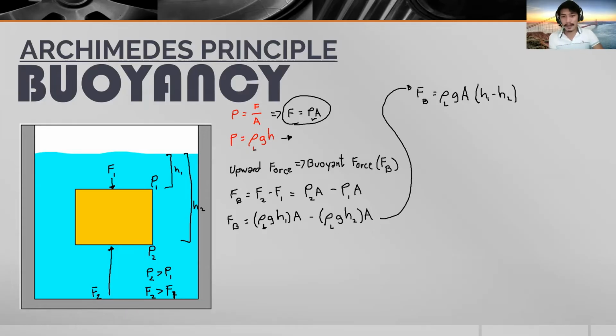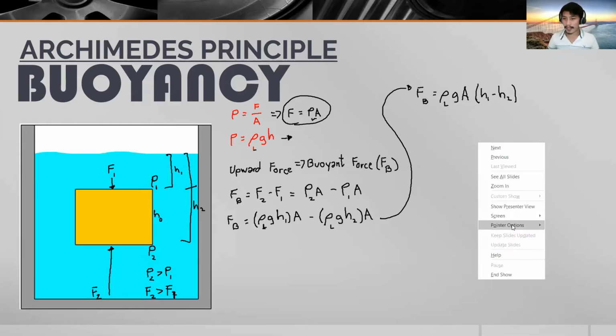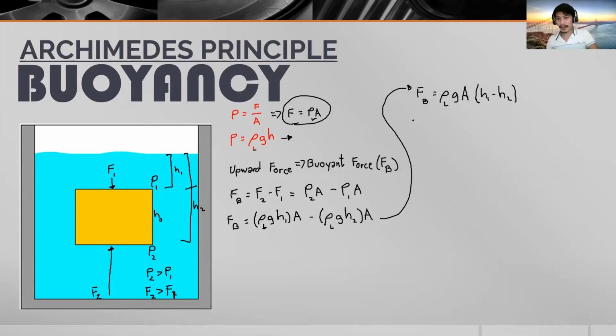Ayan. So H1 minus H2. Okay? So now, ano yung makukuha natin if we will subtract H2 and H1? So hanggang dito yung H2, hanggang dito yung H1. So if we subtract H2 and H1, we will get the height of our object. Tama? Height of our object. So ibig sabihin, our equation will become buoyant force is equal to the density of the liquid multiplied by the acceleration due to gravity multiplied by the area multiplied by the height of our object. Okay? Yun, height of our object. So ito yung equation natin.